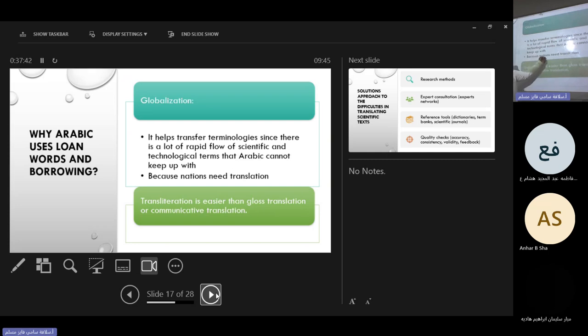And because nations need translation. Why? For transfer of knowledge between nations, to keep up to date with the new innovations and new changes in this world. And the second one is that transliteration is easier than gloss translation or communicative translation, because we said these two need time to be accepted. Okay?